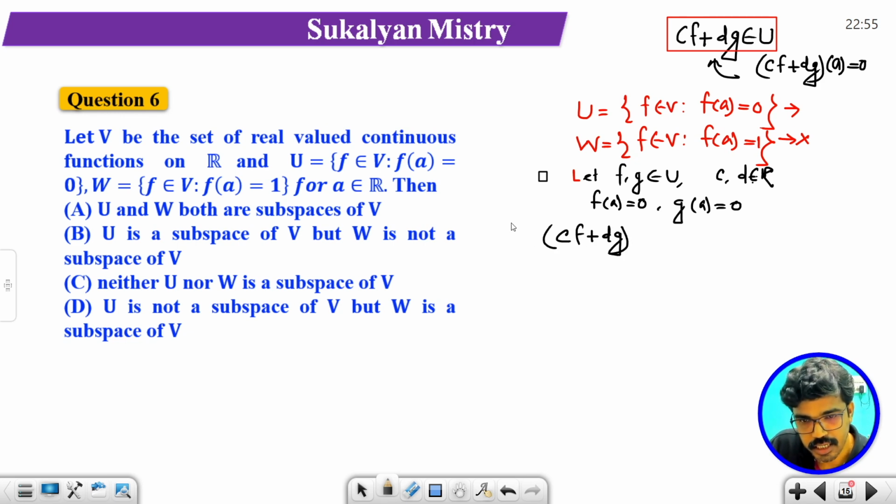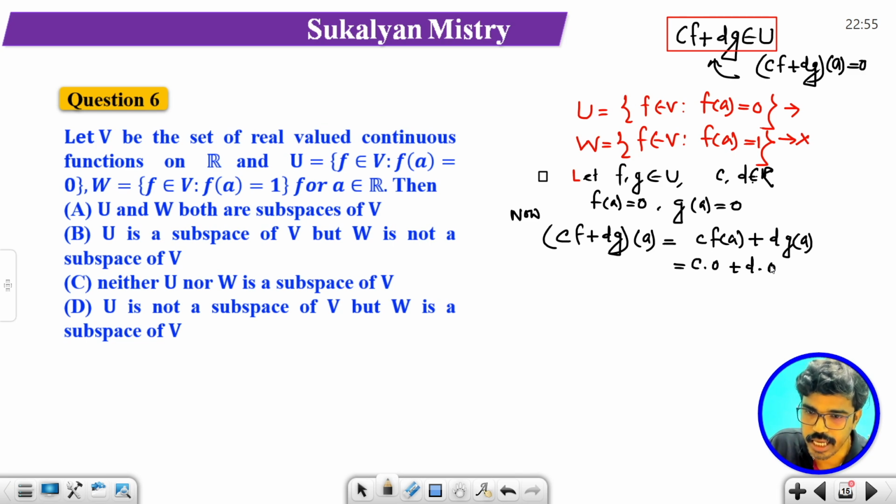So cf plus dg, now if we can show this equal to 0, then cf plus dg is an element of U, right? So that is c f(a) plus d g(a), right? So f(a) is 0, g(a) is 0, so ultimately 0. So just you consider f(a) is equal to 0, that is f belongs to U, so from this we conclude that cf plus dg belongs to U, ঠিক আছে. Okay, right?